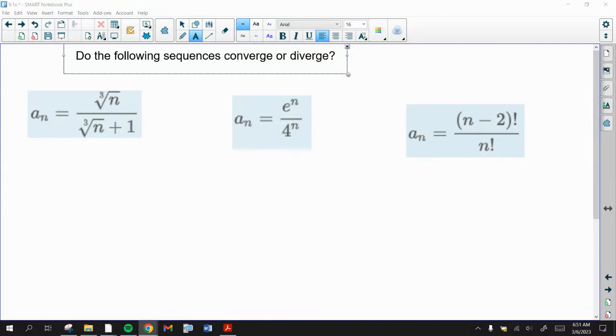All right, so we're going to look at some sequences here and determine if they converge or diverge. So the first one we're going to look at is this one right here. And a sequence just converges if the last term, the one way on the end, turns out to be a constant number. If it goes to infinity, say, it would diverge. So these are limit questions, basically.